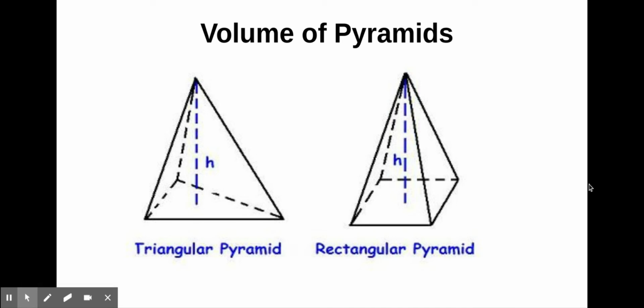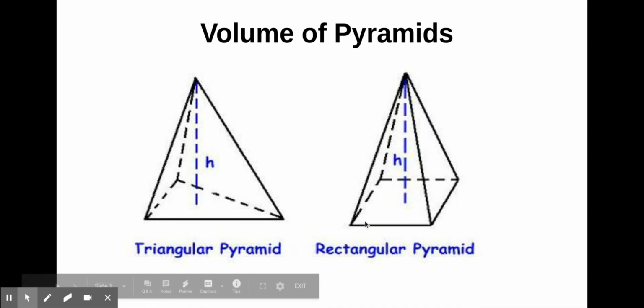Okay, previously we talked about the volume of prisms. Now we'll talk about the volume of pyramids. And we'll need to take into account that for the most part at 7th grade math level, you're only looking at two types of pyramids. You're looking at triangular pyramids, where you have a triangular base, and rectangular pyramids, where you have a rectangular base.